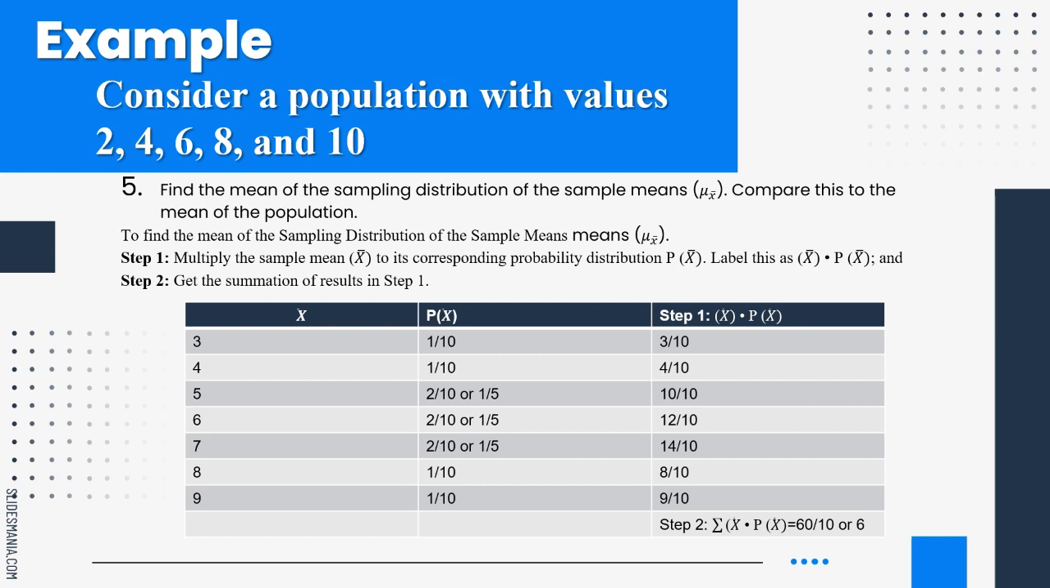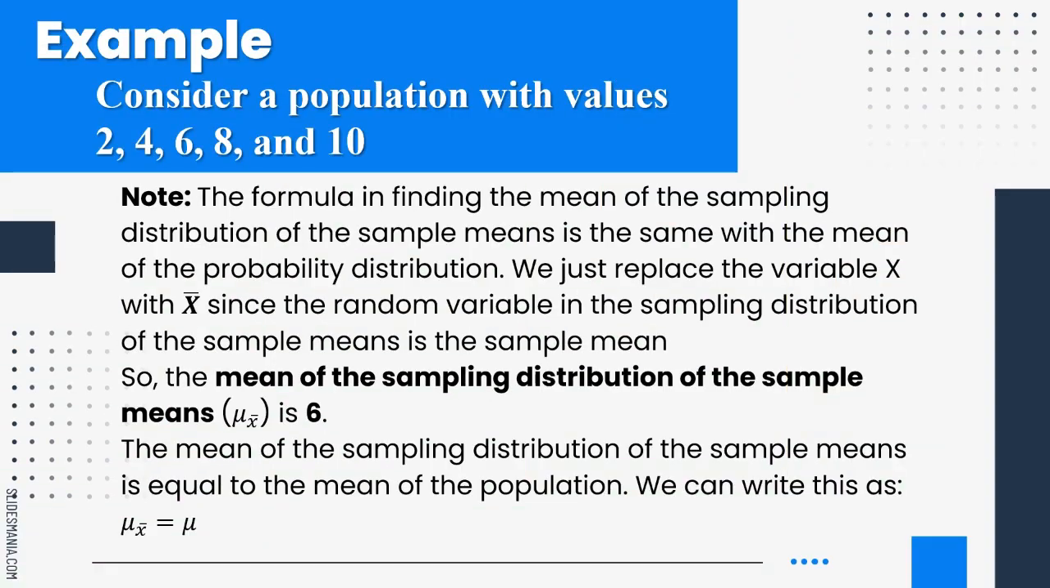We will sum it up. That is 3/10 plus 4/10 plus 10/10 plus 12/10 plus 14/10 plus 8/10 plus 9/10. That is equal to 60/10 or 6. Note that the formula in finding the mean of the sampling distribution of the sample means is the same as the mean of the probability distribution. We just replace the variable x with x bar, since the random variable in the sampling distribution of the sample means is the sample mean.